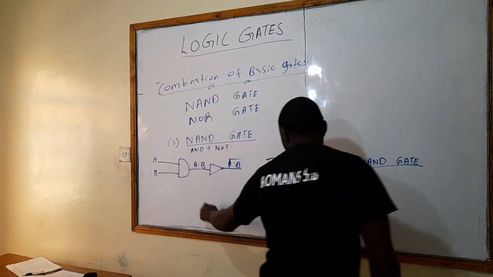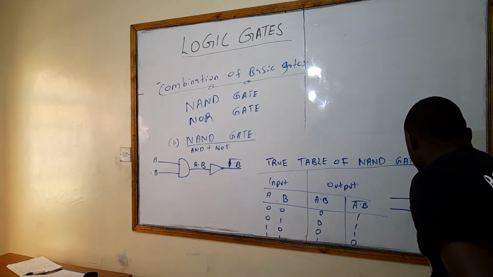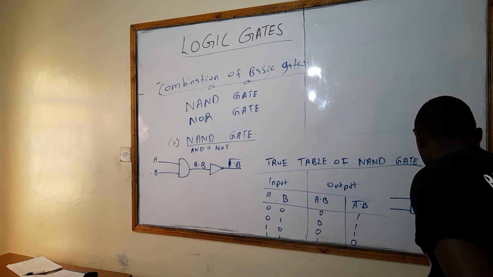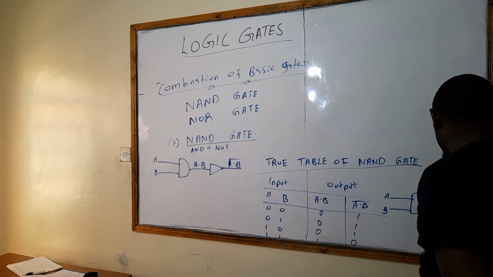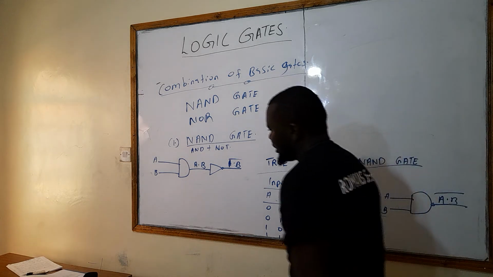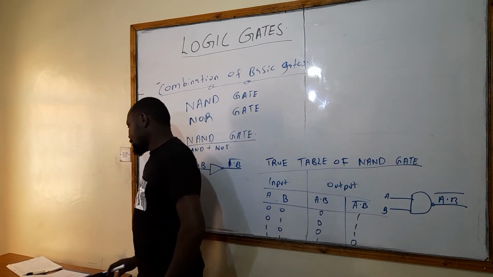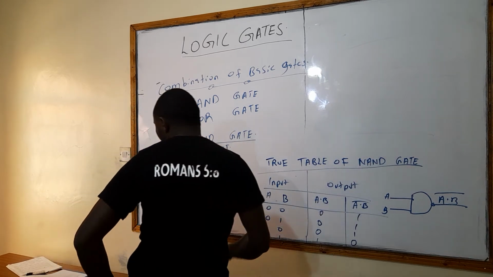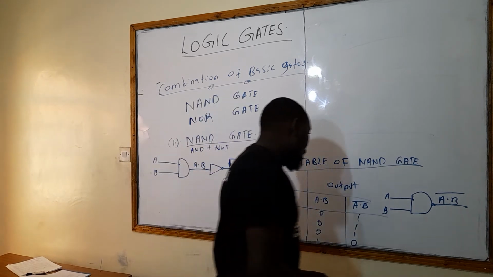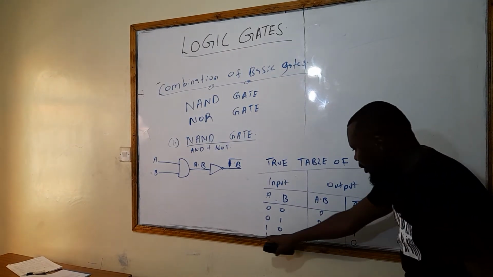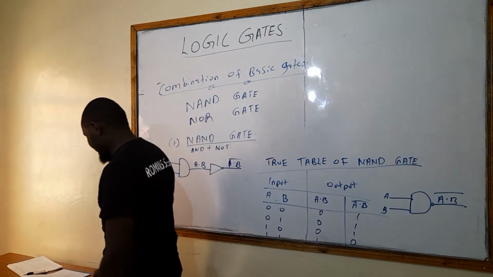And the symbol of a NAND gate, that is just a combination, is drawn like this. So this one is A, this one is B. This one is A dot B bar. So you can say something small on a NAND gate: the output of a NAND gate is always 1 except when all of the inputs are 1. When all the inputs are 1, you're going to have a 0.